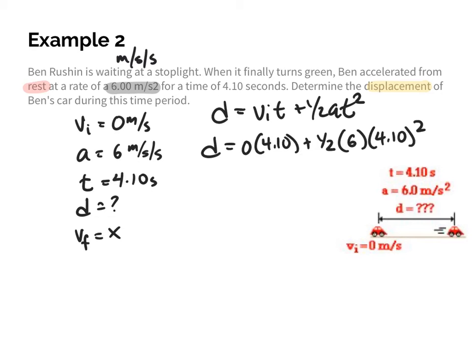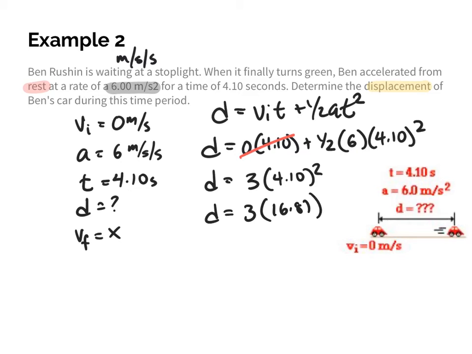I'm going to plug in my values. Then I'm going to simplify. 0 times 4.10, that is going to cross out. Then I have half of 6. Half of 6 is going to be 3 times 4.10 squared. So what I'm going to do next is figure out what is 4.10 squared. That's going to give me 3 times 16.81. And then lastly, I just got to multiply that number by 3, and that'll give me my final displacement of 50.43 meters.